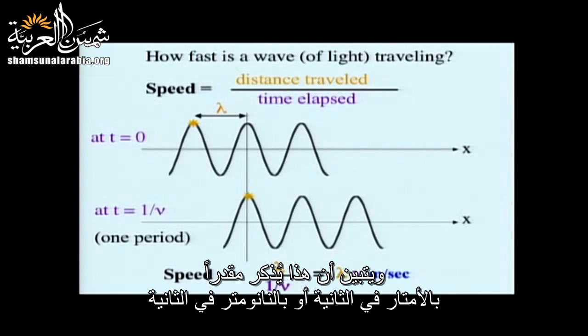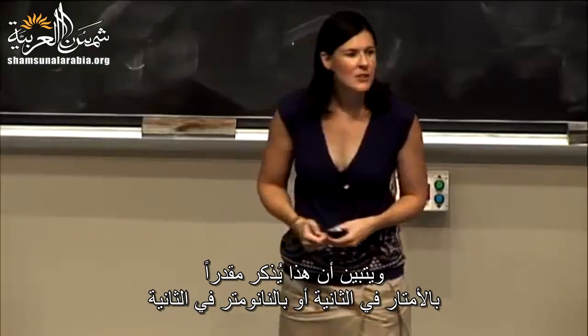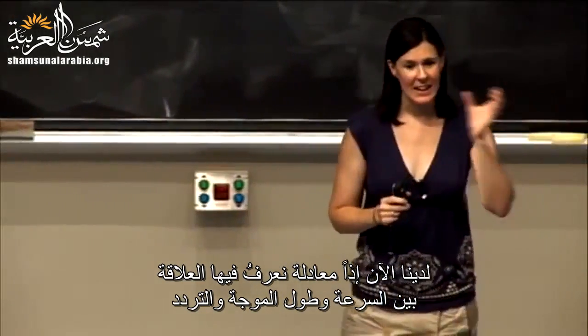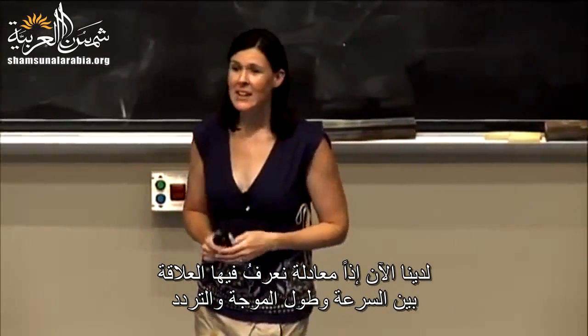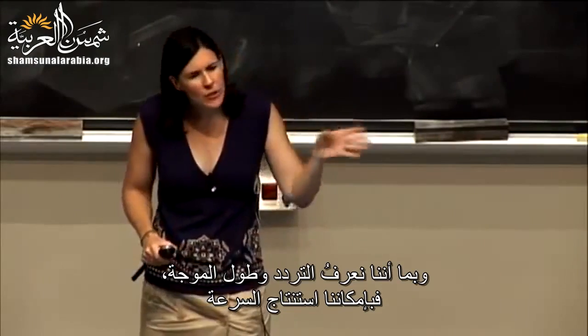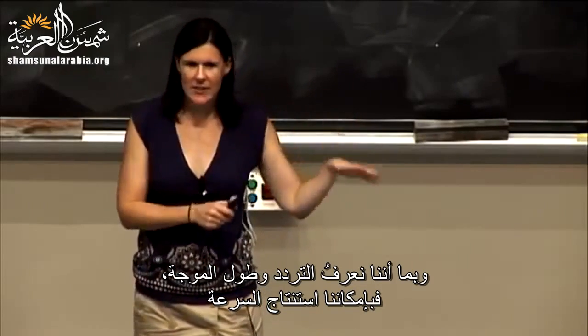And it turns out typically this is reported in meters per second or nanometers per second. So now we have an equation where we know the relationship between speed and wavelength and frequency. And it turns out that we could take any wave, and as long as we know the frequency and the wavelength, we'll be able to figure out the speed.